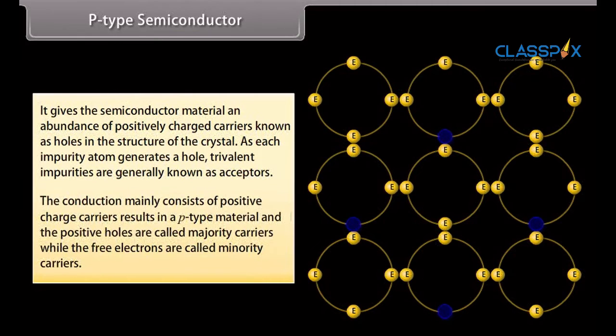The conduction mainly consists of positive charge carriers, which results in a p-type material. The positive holes are called majority carriers, while the free electrons are called minority carriers.